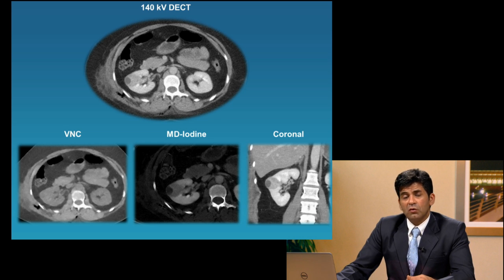And on the monochromatic coronal image, one can see this lesion is changing the contour of the kidney, but also it's very well defined. So this is an incidental renal cell carcinoma detected in a patient who had a trauma. And we could make a reliable diagnosis on a single scan because we had the capability of a dual energy acquisition. Otherwise, this patient would have required a repeat study with a multiphasic protocol to answer all these questions.